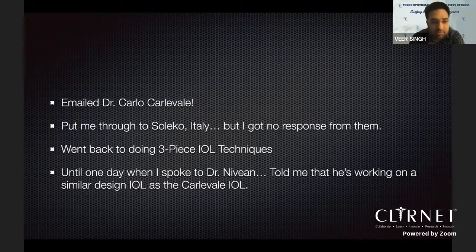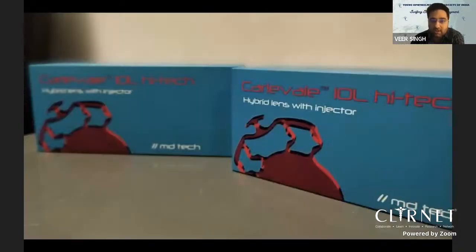He did respond and he put me through to Silico, but I got no response from them. So I went back to doing the 3-piece IOL techniques because I didn't have any option. Until one day when I spoke to Dr. Navian, who's also an SN alumni, he told me that he's working on a similar design IOL, which will be out soon.